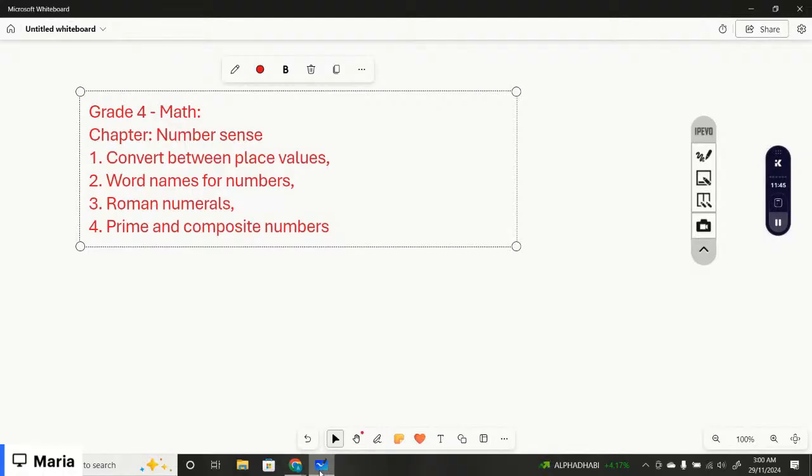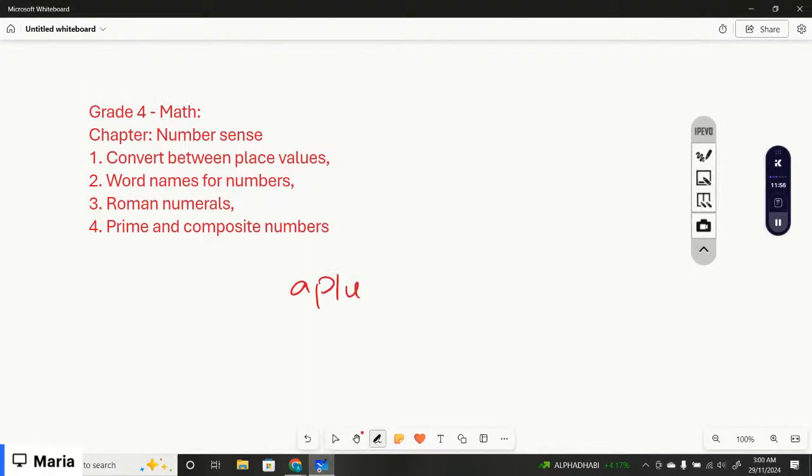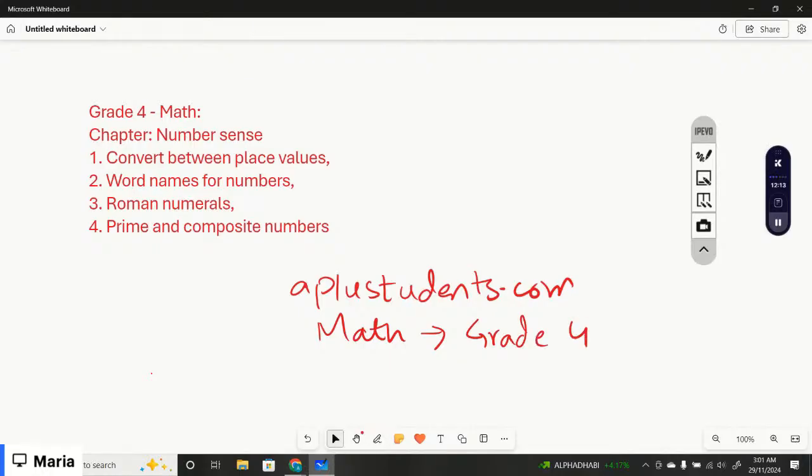We are here for grade 4 math. You can find all the lessons on aplusstudents.com. You have to log in there using your email address and password as provided by the administrator. Then you have to select math from the subject tab. Scroll down to grade 4 math and then click on view of lessons.